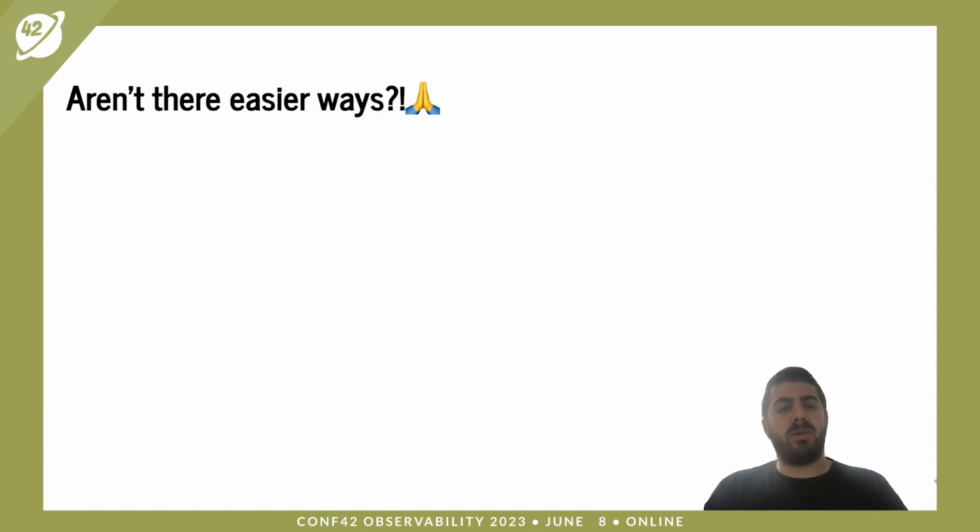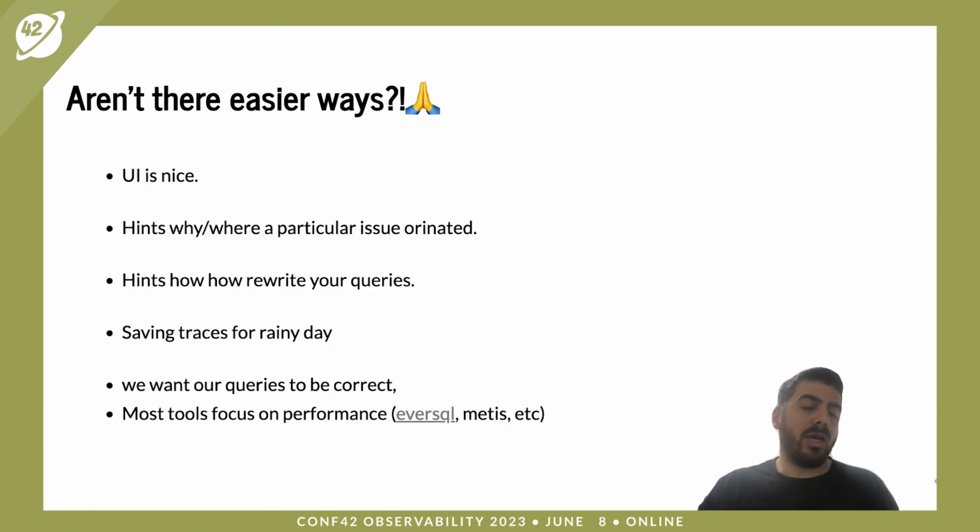I know that I like UI, and I want tools to tell me exactly where a particular issue originated. And I want even hints to help me rewrite those things. Maybe now with ChatGPT, it's a bit less important. And we want to know that my query is great now, and even if I push it to production and data changes, I know how to handle it a bit later.